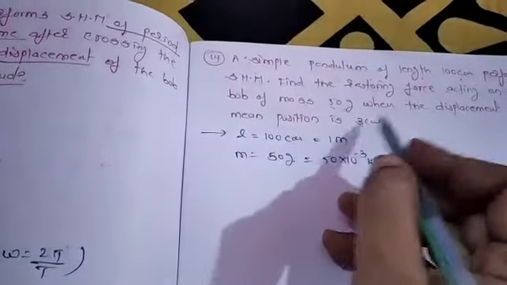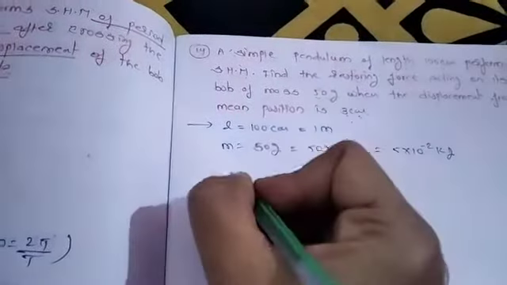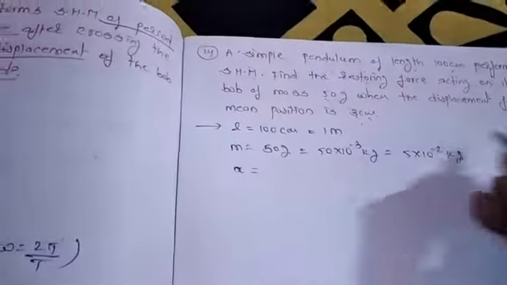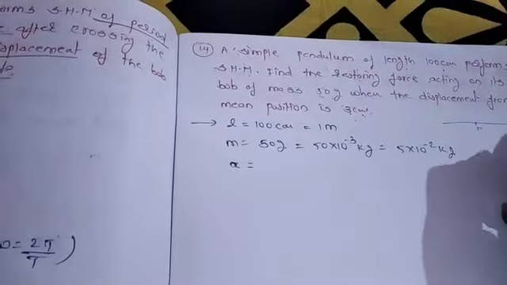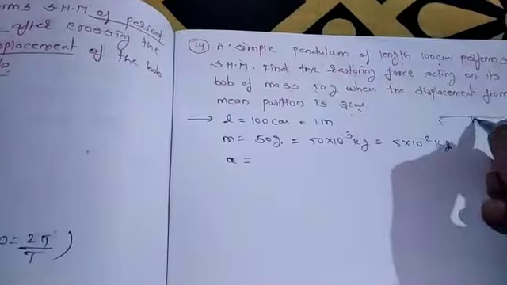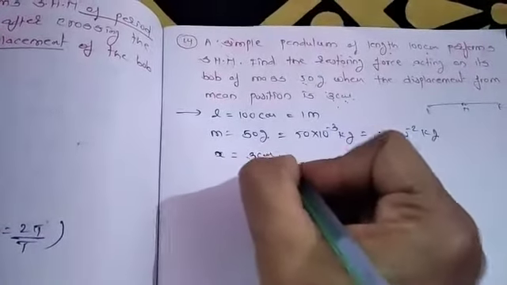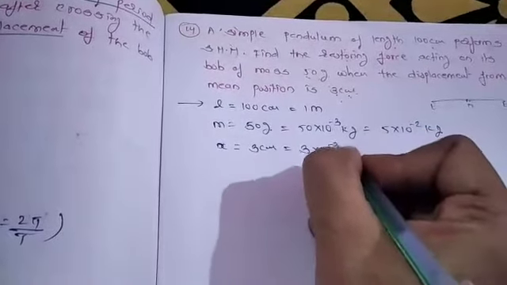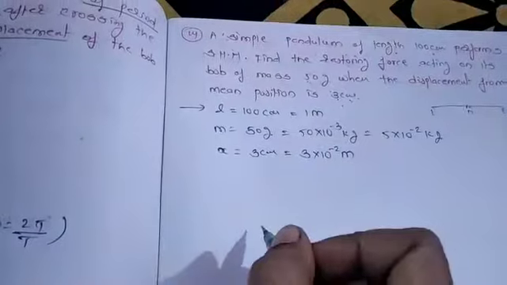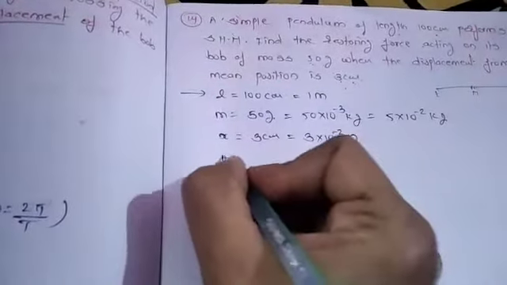And the displacement from the mean position, that is x. This x is equal to this displacement. If this is the mean and these are the extremes, the displacement from the mean position is given, it is 3 cm. So we'll write in meters as 3 into 10 to the power minus 2 meter. What we have to find here? We have to find the restoring force, that is F.